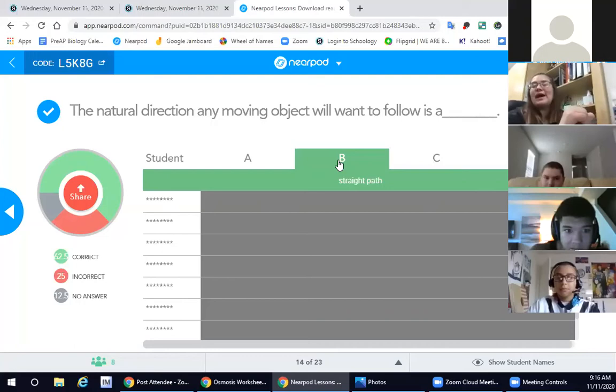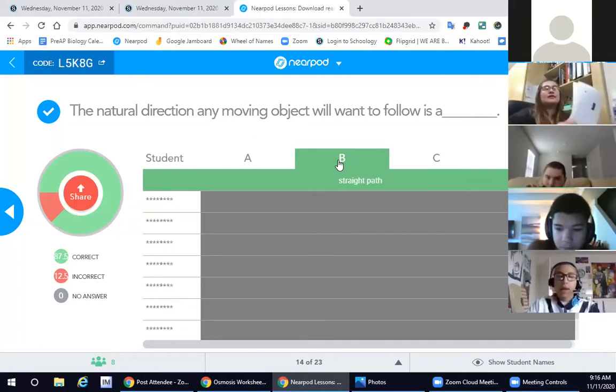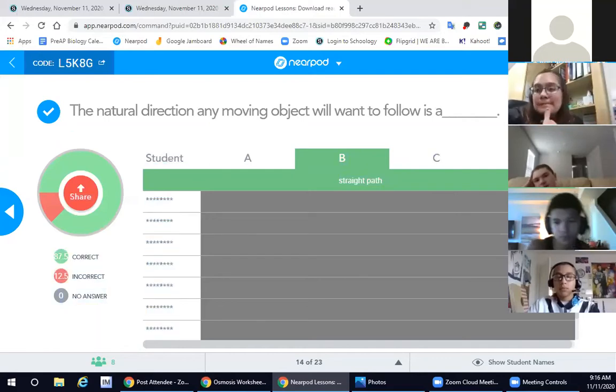It's a straight path. Remember, objects always want to go straight. They're lazy. They don't want to change anything. An object in motion is going to stay in motion, and it's going to stay in a straight path. Again, the only reason why an object is traveling in a circle is because of that centripetal force that's pulling it in to travel as a circle. You could say the answer was pretty straightforward. I like that pun. That was a good pun.